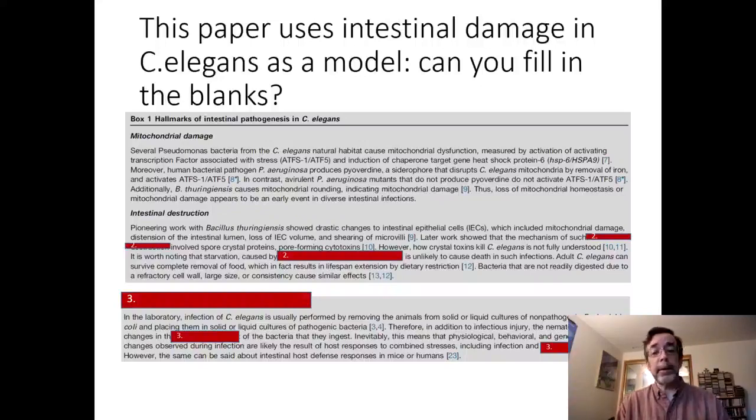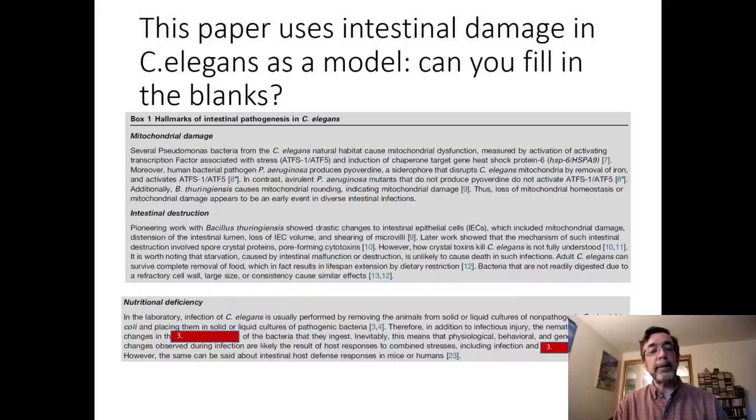Then not just the mitochondria, but the intestines are destroyed. That's number 2 on this, and there are those words about intestinal destruction, here, there, and there, where they're talking about there's a certain bacillus that infects C. elegans, and then you see damage resulting, maybe not just from the bacillus, but also from the immune response in the C. elegans intestine.